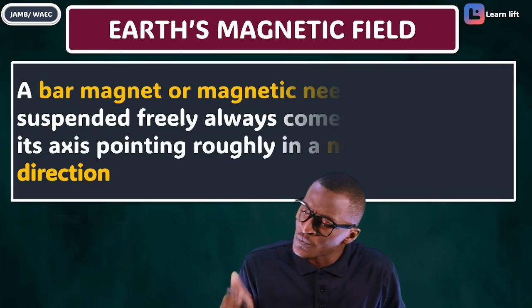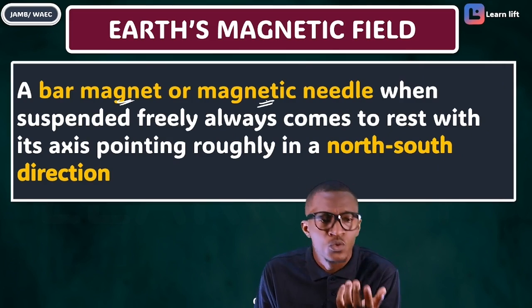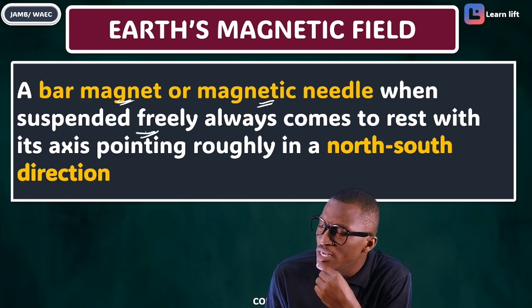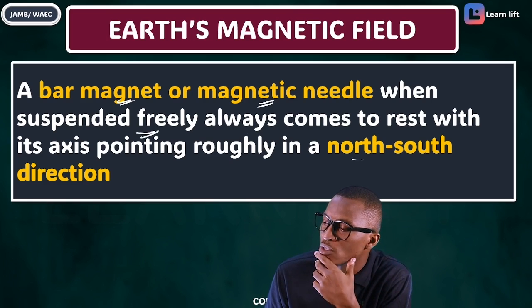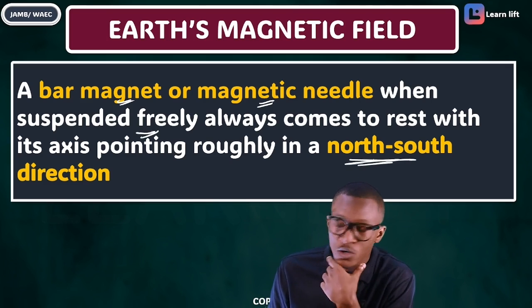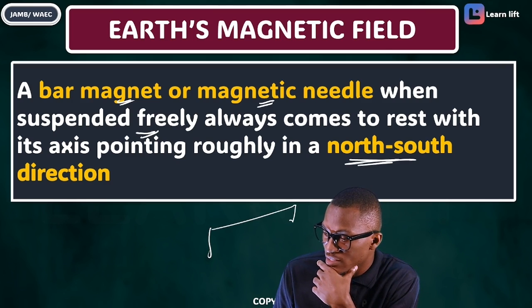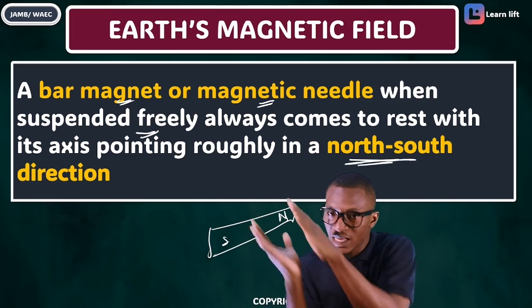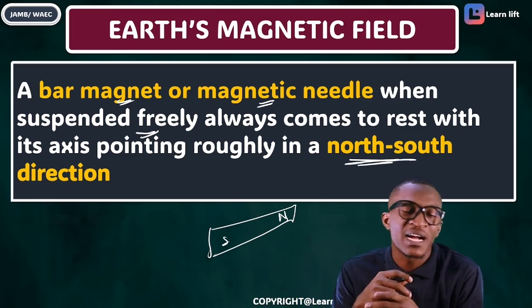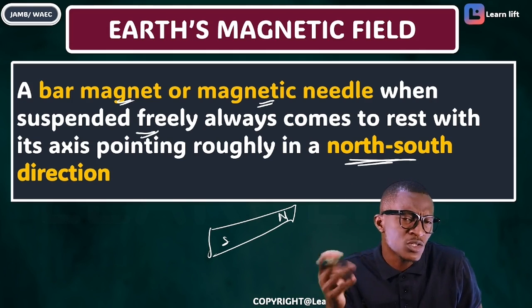Note that a bar magnet or a magnetic needle, when suspended freely, comes to rest on an axis pointing roughly in the north-south direction. When you suspend the magnet, it does not lie straight, it lies in this direction. We will call this the north-south direction, slanting. So a bar magnet or a magnetic needle, when suspended, rests in the north-south direction. Now, the question is, why is this so?